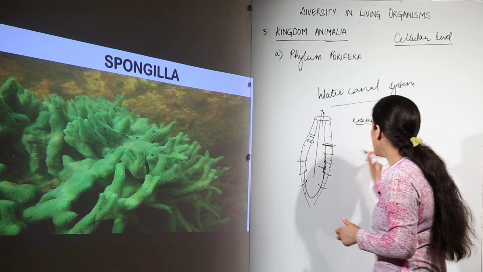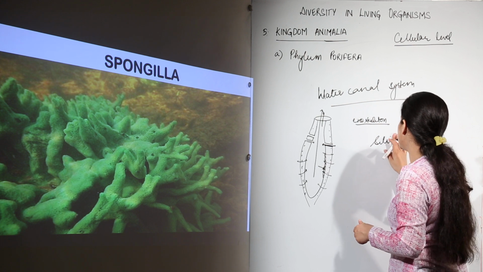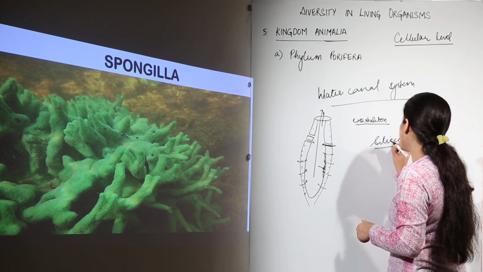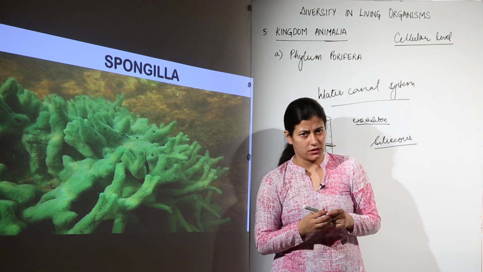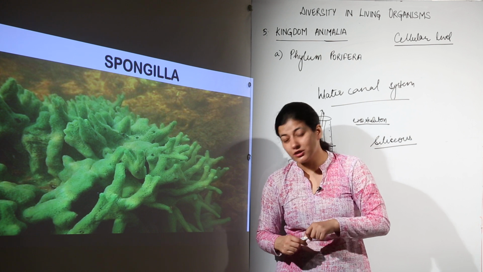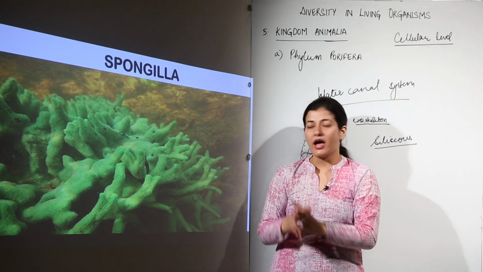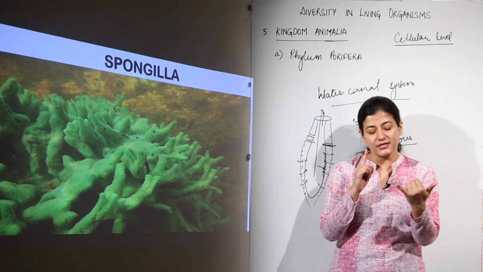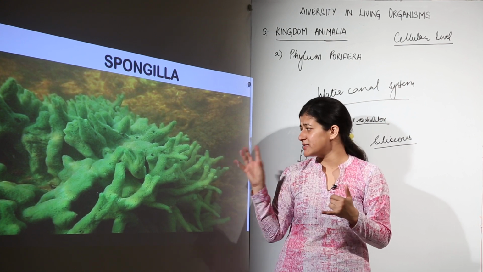These spicules are made up of silica; they are siliceous basically. You can make out that if something is made up of silica, it would be gritty to touch, as in the case of sand. So this is all that you have to remember about phylum Porifera, that it is the first phylum. It has a cellular level of organization. There are the three examples that we have discussed.